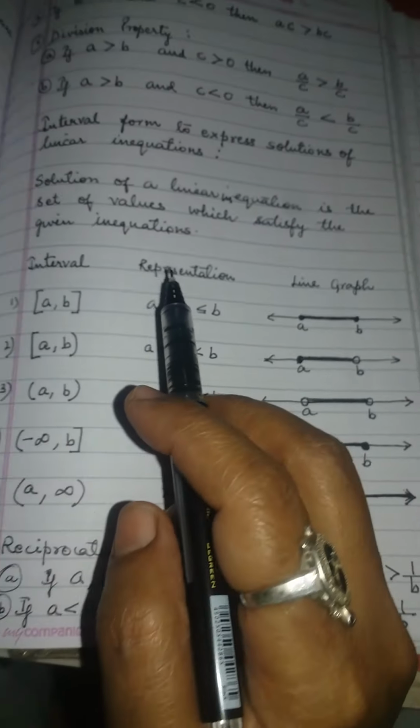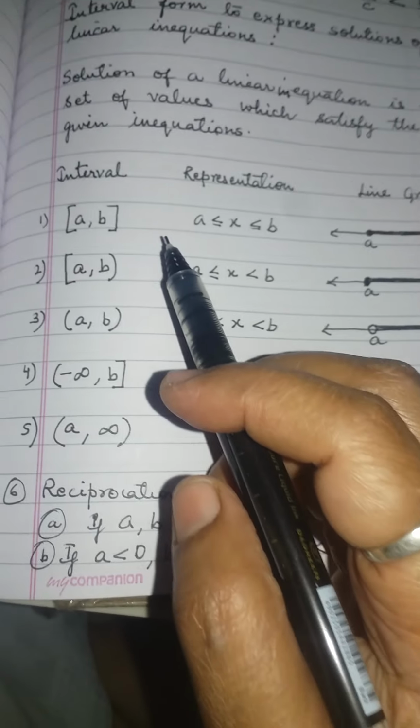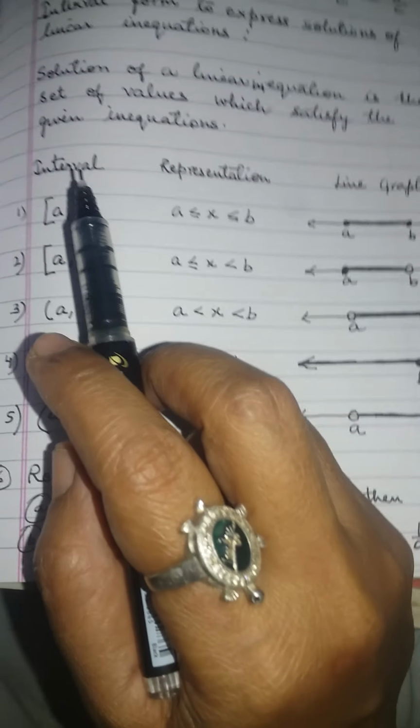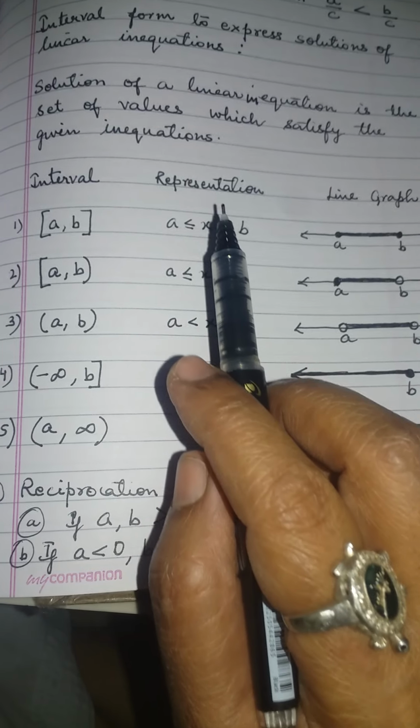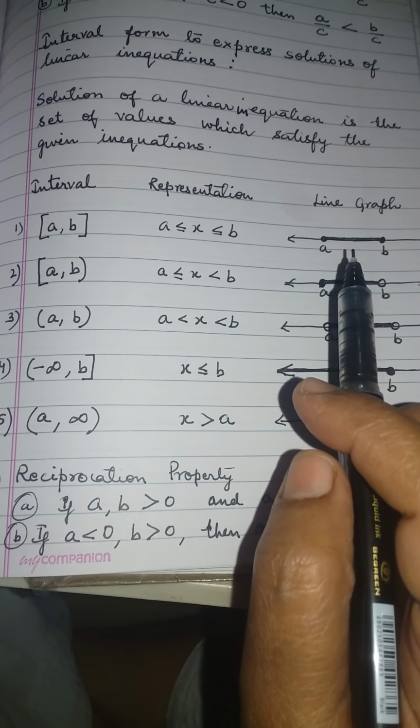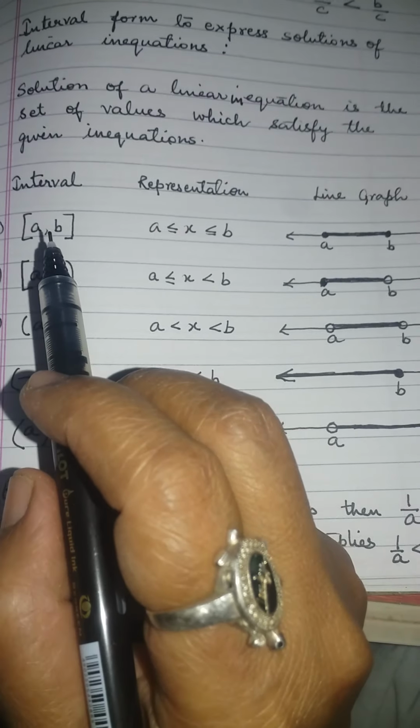Now, how are these solutions written? See, there are various ways of writing these solutions. I have mentioned three ways here. First way is interval form, second way is the representation in equation form, and third way is in the graphical form.